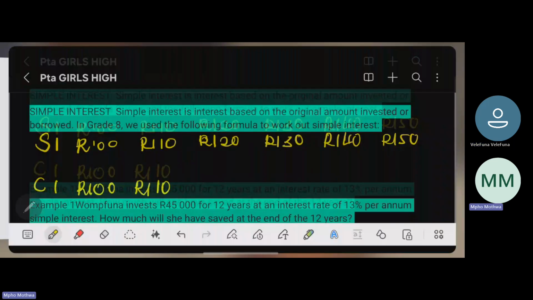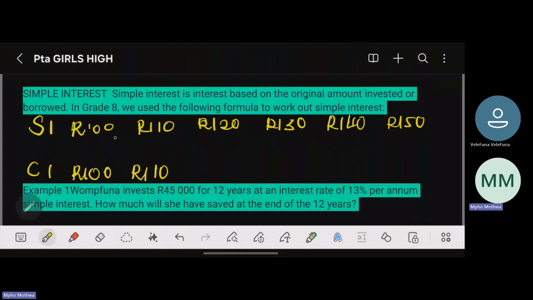Okay, so these are the things that I was talking about. This is simple interest. It grows from 100, 110, 120, 130, 140, 150. If you trace the growth of this money, you will notice that it keeps on growing by 10. Did you notice that? Yes, sir. But now with compound interest, you started with 100 rand, and when it grows, it goes to 110. Remember, this is the 10% of 100, right?